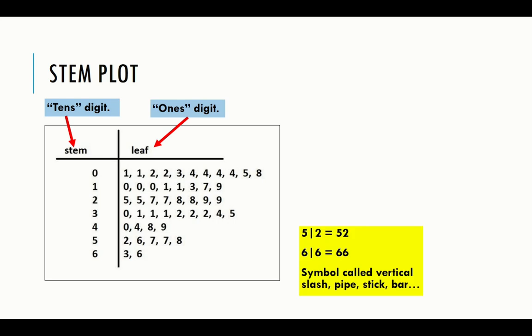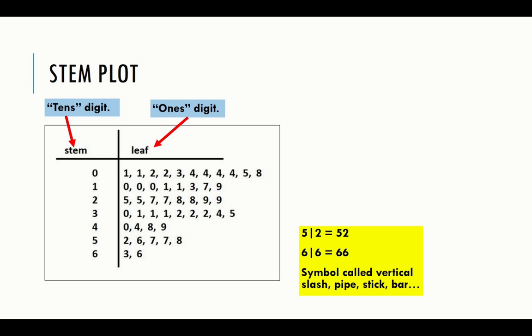Now, just so you know, there's some notation that goes with the stem plot. So you see that 5 bar 2, well, that's separating the stem from the leaf. So stem of 5, leaf of 2, we have somebody in our apartment building who is 52. And if I have 6 bar 6, then we have somebody who is 66.